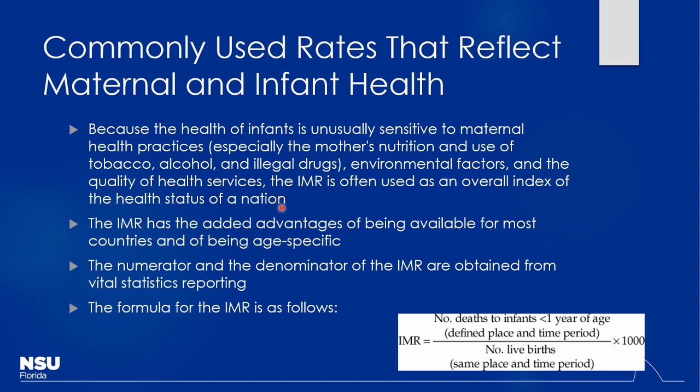Another added advantage is that most countries do report their infant mortality rates, so you can compare between everywhere. Also, being age specific is pretty easy, right? Because what's the age of a neonate? It's always that first 28 days. So you don't have to worry about whether they were really old neonates or really young. It doesn't have much of a factor, because they're just neonates. The numerator and denominator typically get reported to these vital statistics systems.